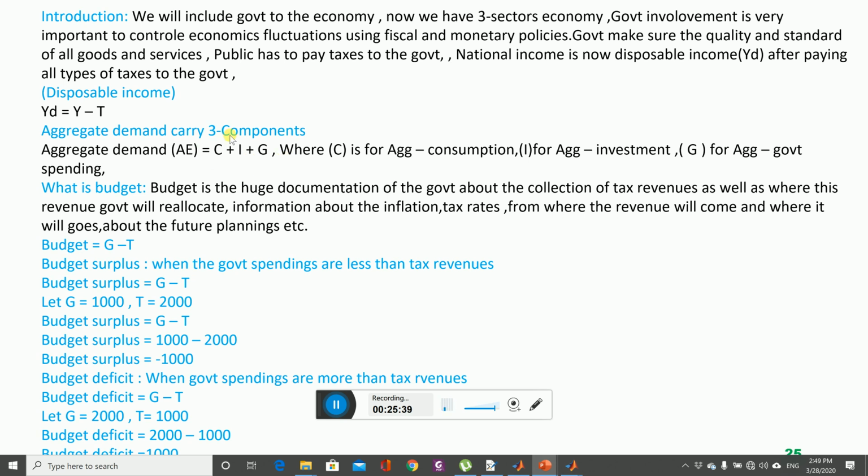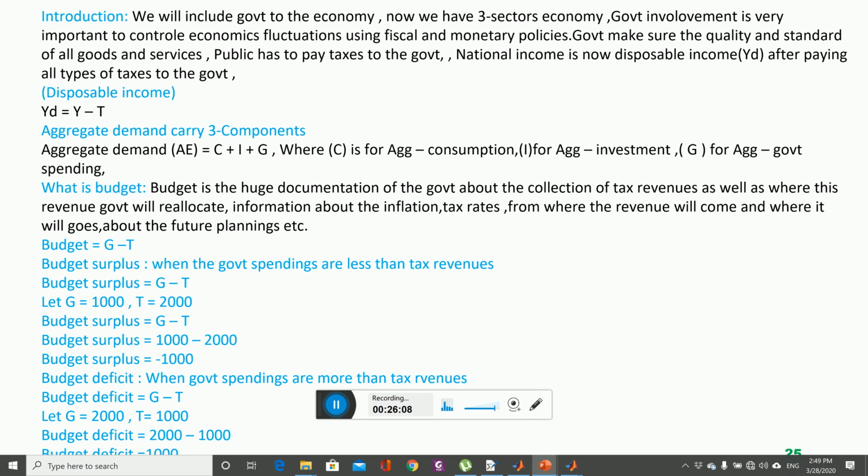C means aggregate consumption of the household. I'm again repeating, household means common people. We all are household. I represents investors' demand for labor, capital and raw materials, security, good relations. And G represents government spending, yani demand of the government for different goods and services.